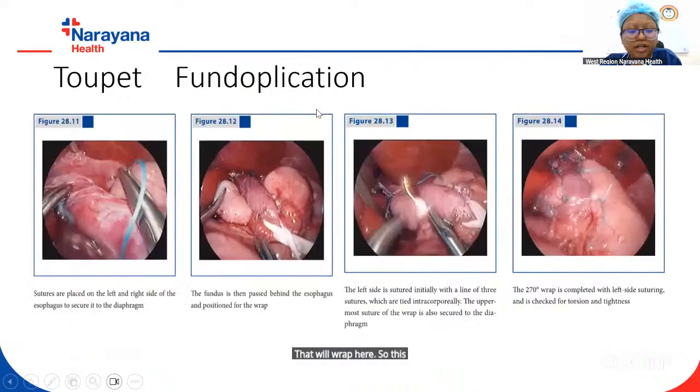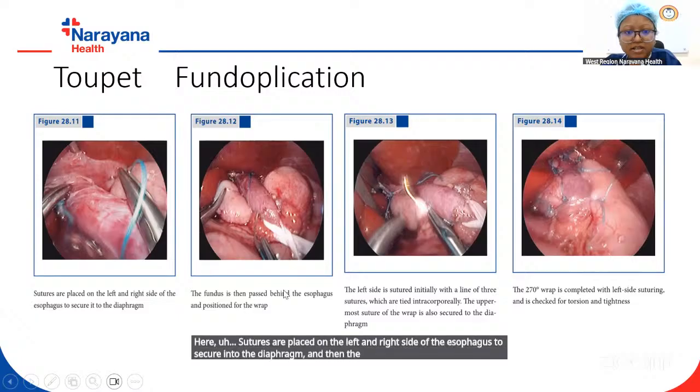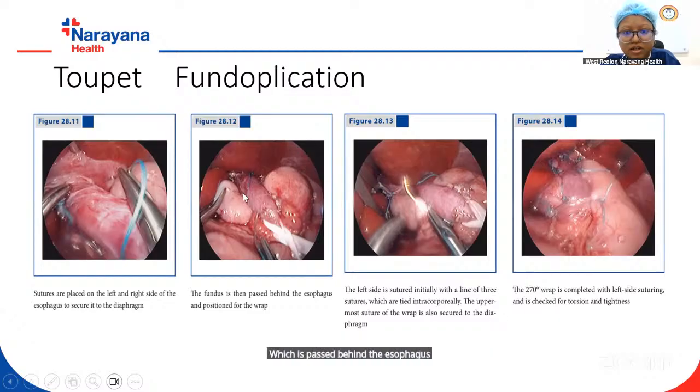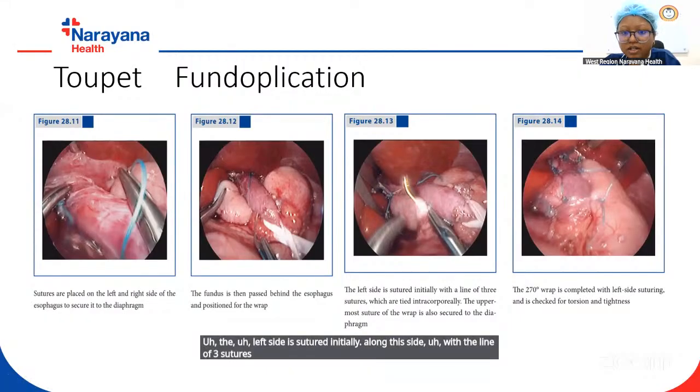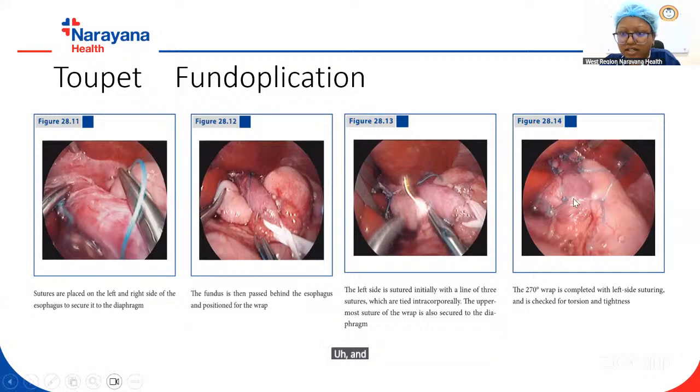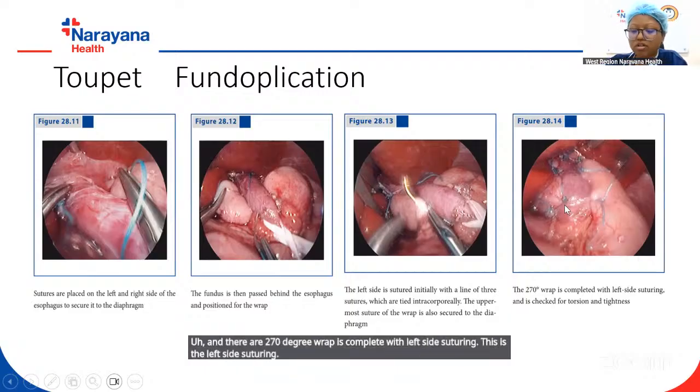So this is Toupet fundoplication, which is a posterior partial wrap. Here sutures are placed on the left and right side of the esophagus to secure it to the diaphragm, and then the fundus is passed behind. You can see this is the fundus, which is passed behind the esophagus and positioned for the wrap. The left side is sutured initially along this side with a line of 3 sutures, which is tied intracorporeally. And then a 270-degree wrap is complete with left side suturing. This is checked for tightness.